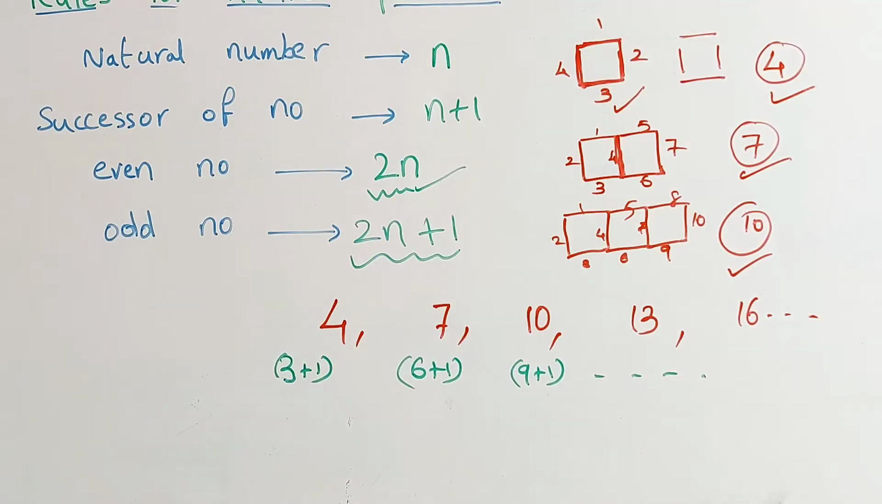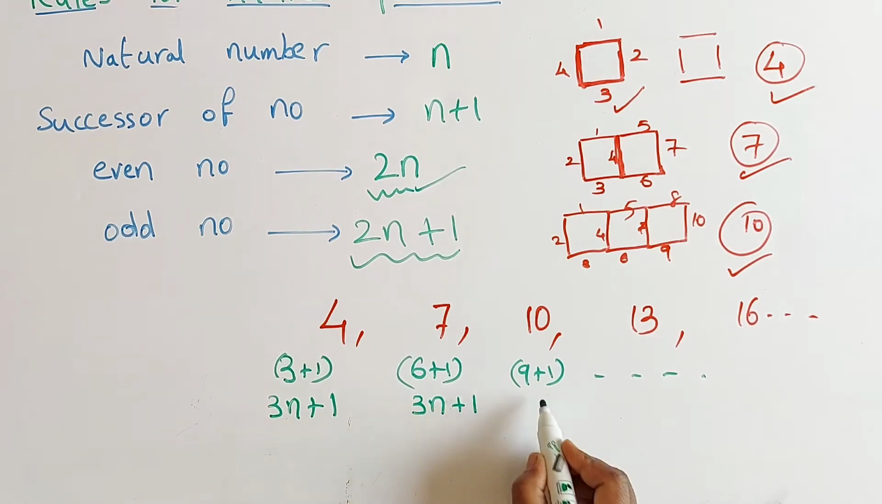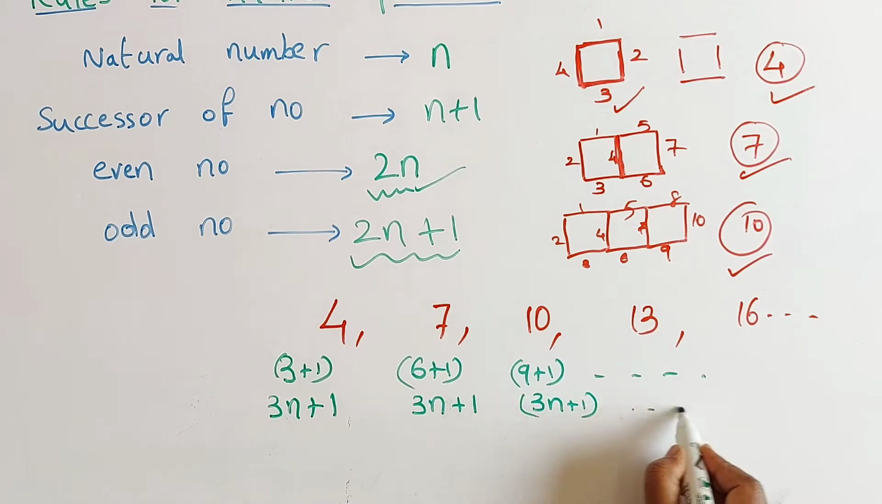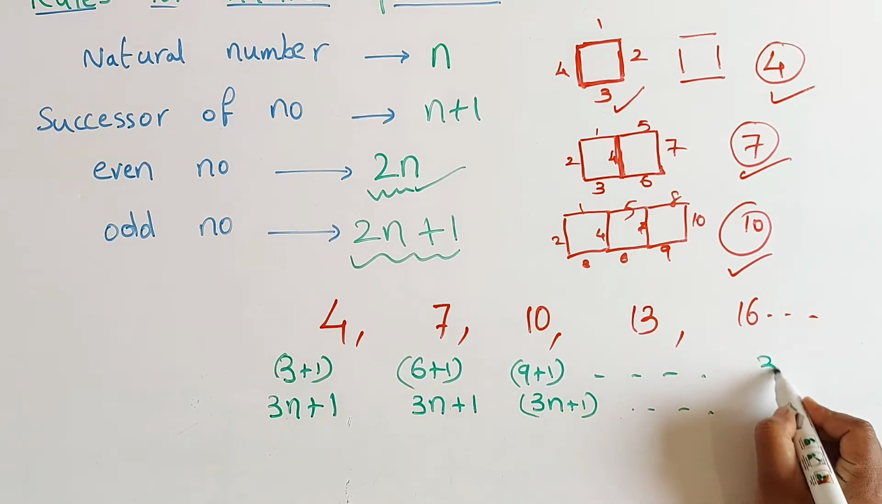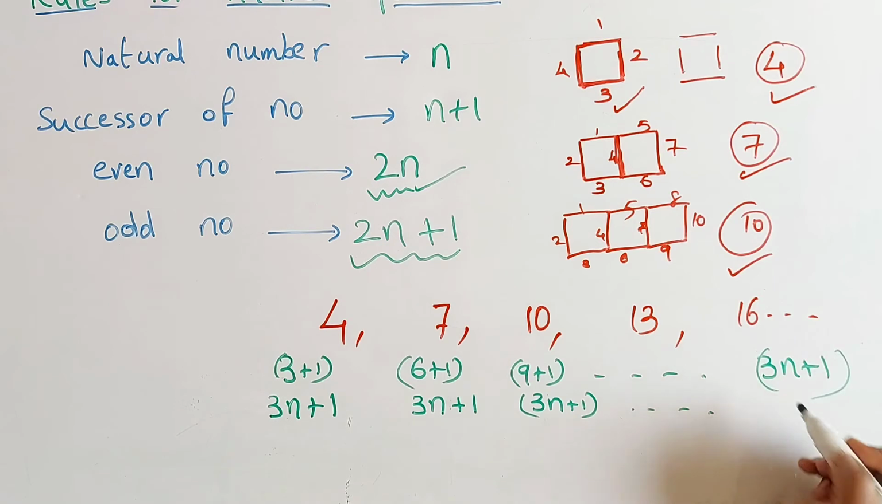So here I am writing 4 as 3 plus 1, 7 as 6 plus 1, 10 as 9 plus 1, and so on, right? Am I correct? Right children? So 3 plus 1. So here I want to use 3n plus 1. And here I want to use 3n plus 1. Here also 3n plus 1. So on. So the pattern is 3n plus 1 children.